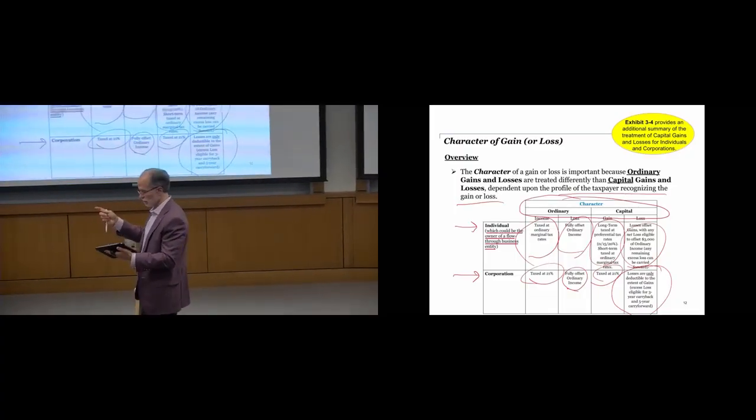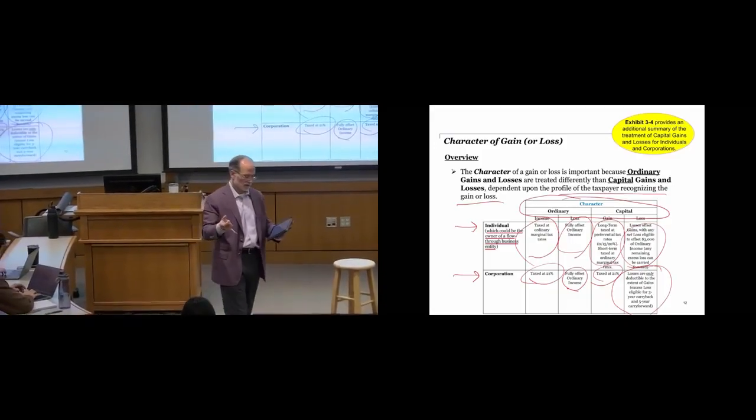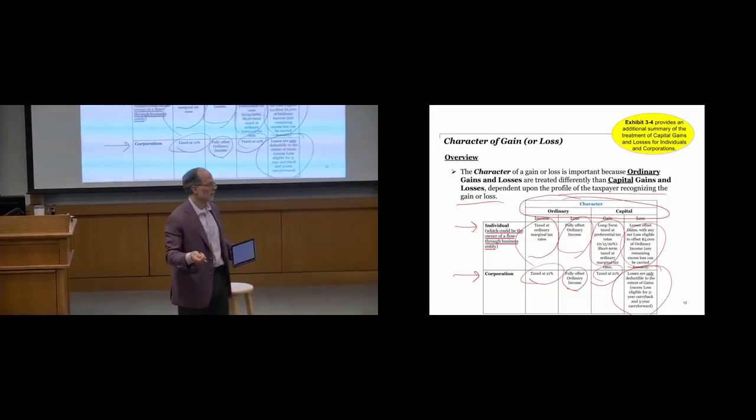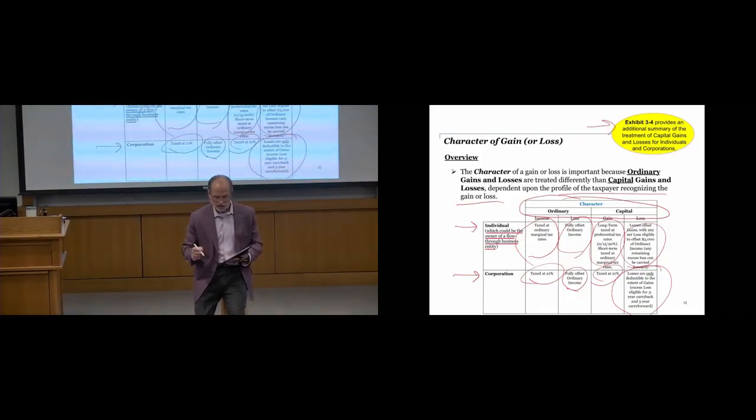Whether it's gain or loss, not the rate component, but how do I use the loss to offset my tax bill. Okay. So Exhibit 3.4 in the textbook does a good job. This kind of summarizes it well, but it goes through the treatment of capital gains and losses by individual or corporation.